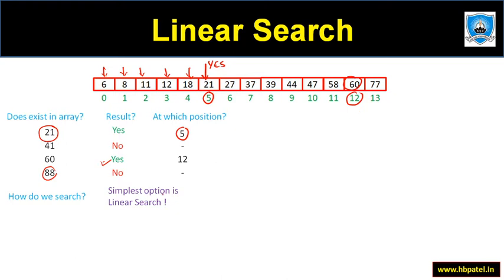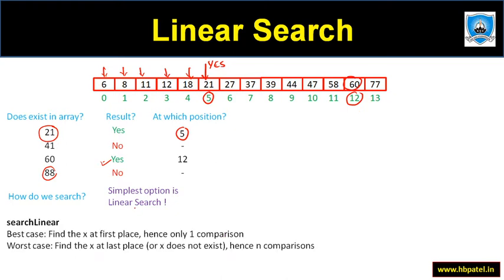So it is the simplest option to search in a linear way. What are the benefits of linear search? First, what is the best case of linear search? Best case means we are looking for something and we find it at the very first comparison. If we are looking for 6, then this is the best case. The item you are looking for is at the first position.